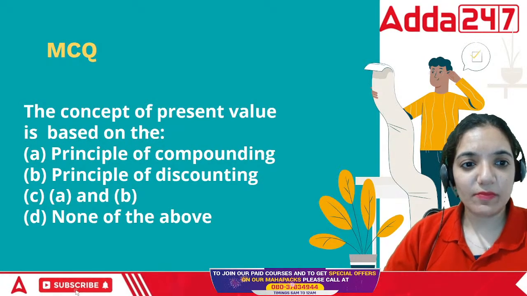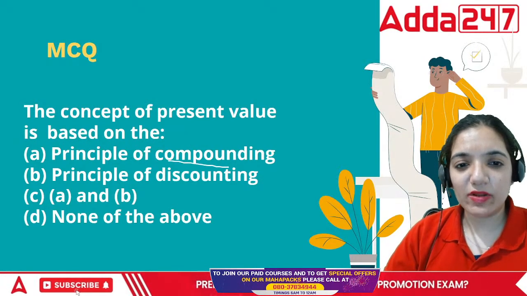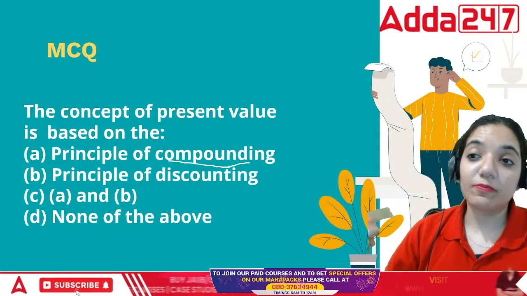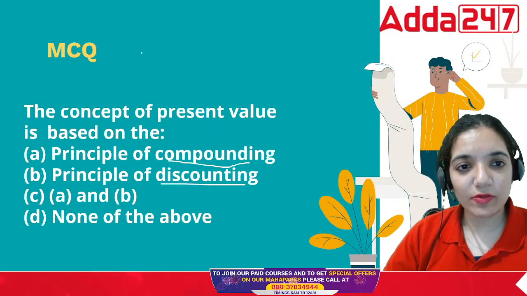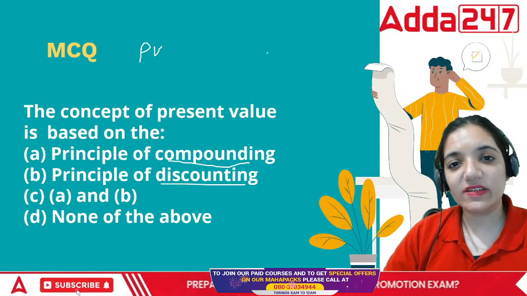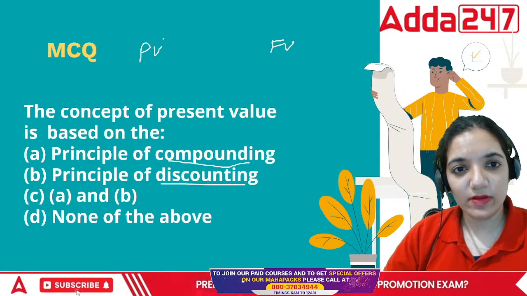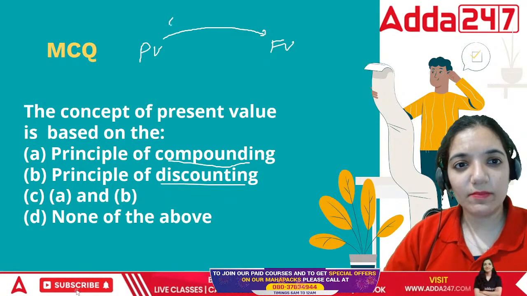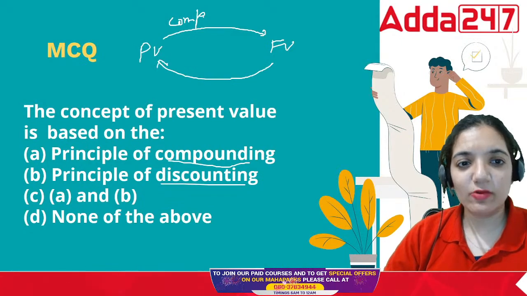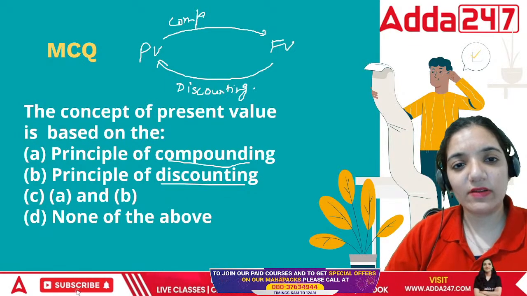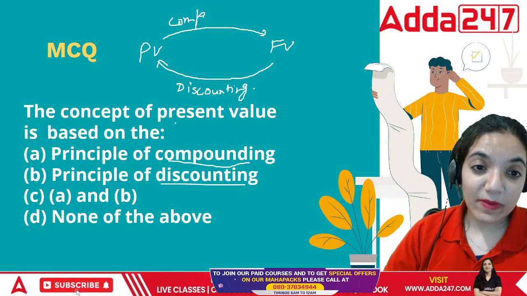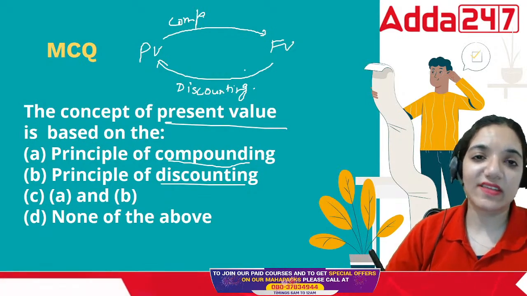Now, based upon this, is it a compounding process? No, it's not. Time value of money takes discounting. As I told you, if I move from present value to future value, this is called compounding. And if I come back from future value to present value, this is called discounting. So there is just one particular difference there. So the PV concept is based upon discounting.